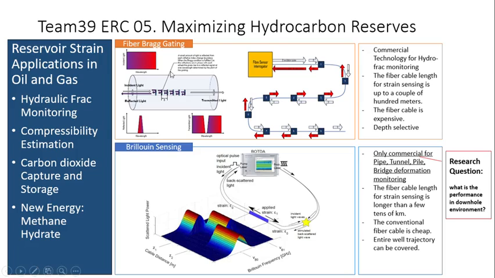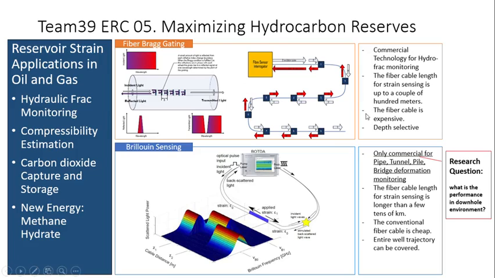Two typical solutions for downhole strain application can be realized by fiber optics technology. One is fiber Bragg grating, and the second one is Brillouin strain sensing. Fiber Bragg grating is the commercial technology for oil and gas used for hydraulic monitoring. The fiber cable length for the strain sensing is limited to up to a couple of 100 meters.